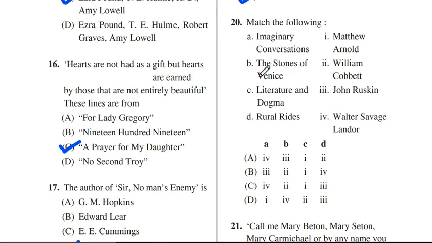Next, match the following they have given here. Imaginary Conversations, The Stones of Venice, Literature and Dogma, Rural Rights; Matthew Arnold, William Cobbett, John Ruskin, Walter Savage Landor. And the correct answer is A. That means Imaginary Conversations, Walter Savage Landor; The Stones of Venice, John Ruskin; Literature and Dogma, Matthew Arnold; Rural Rights, William Cobbett.